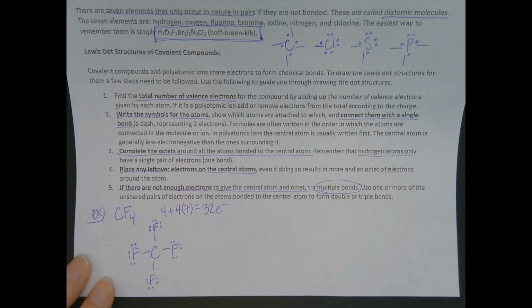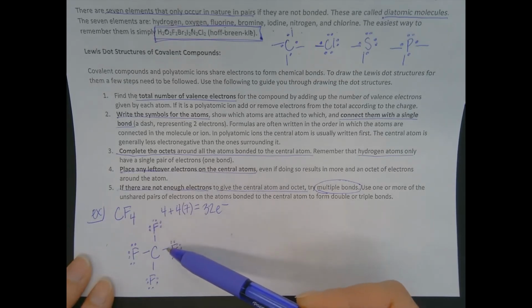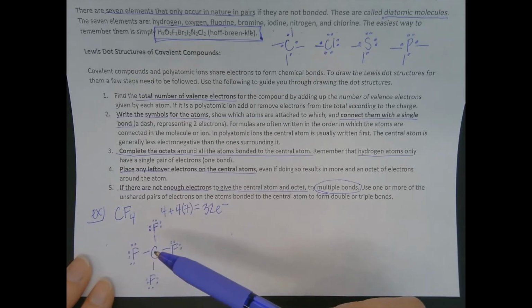Okay, now let's count how many electrons we have given homes to. We have 32 total, okay? So 2, 4, 6, 8, 10, 12, 14, 16, 18, 20, 22, 24, 26, 28, 30, 32. Okay, I've used all my electrons. I can't put any more dots or lines here.